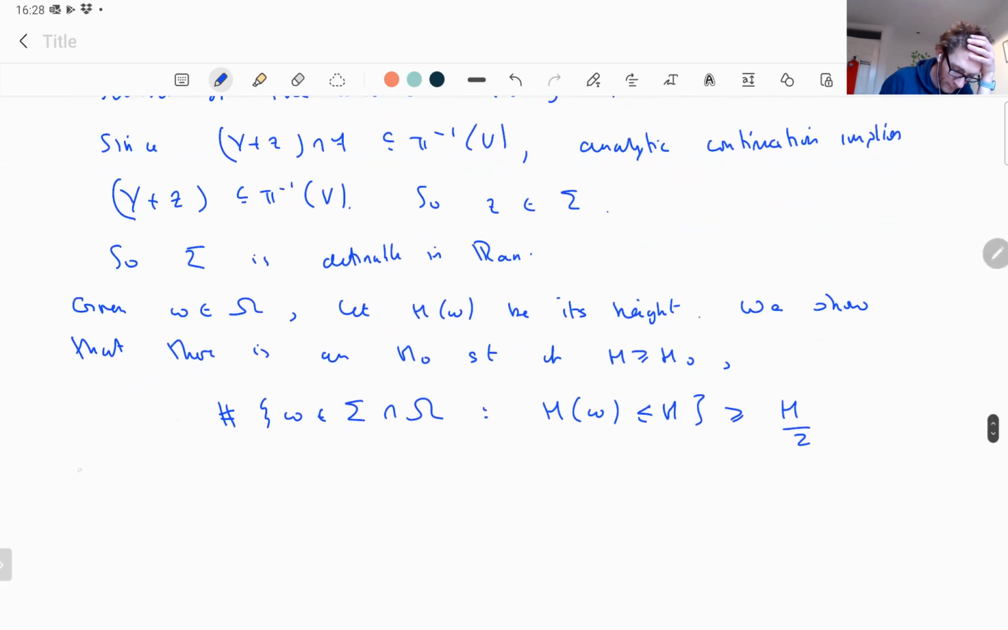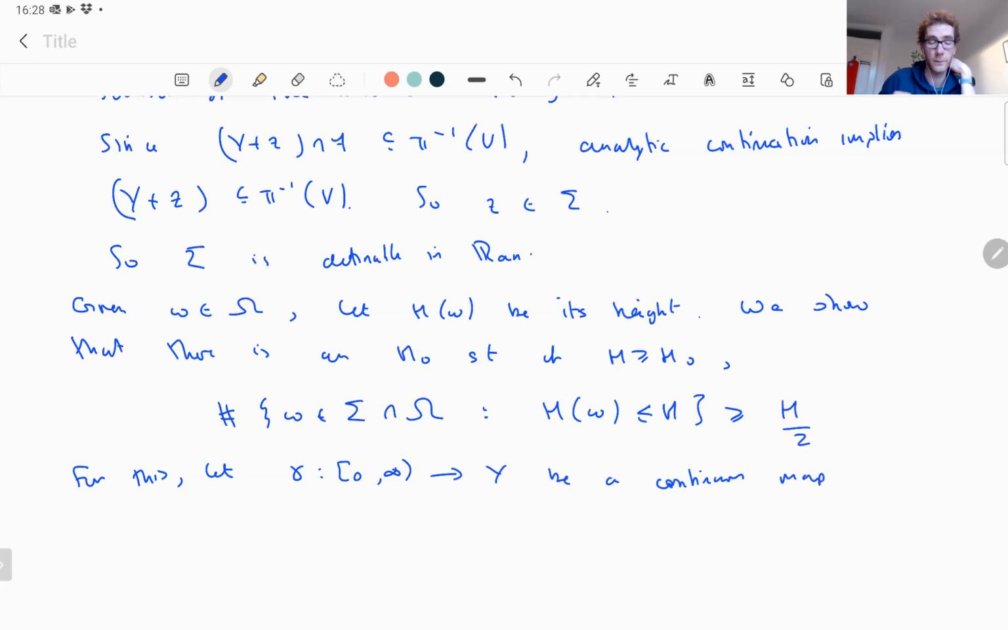So for this, let gamma be a continuous map with image that's unbounded. Why? So gamma exists because Y is an algebraic variety in C^g, and it's path connected. So I can just take some curve in it that has unbounded image.